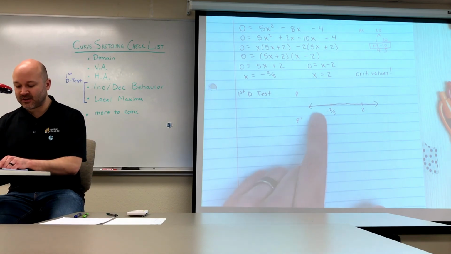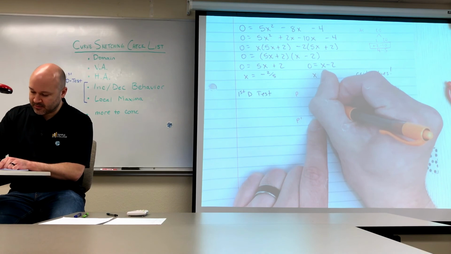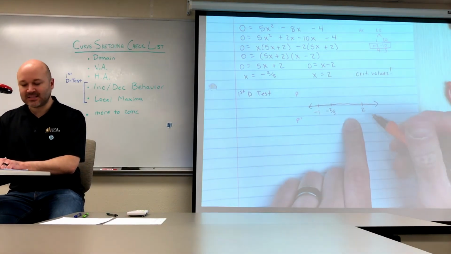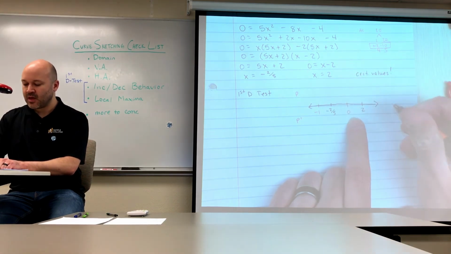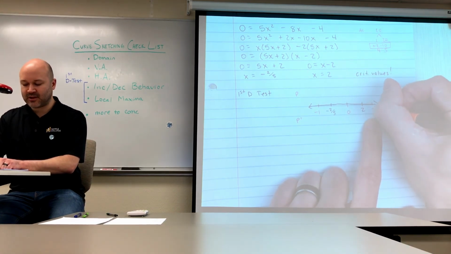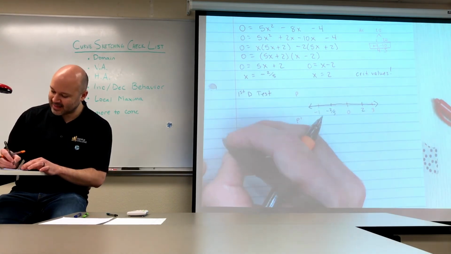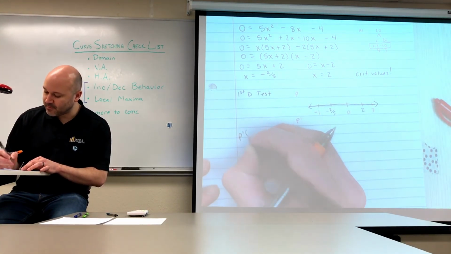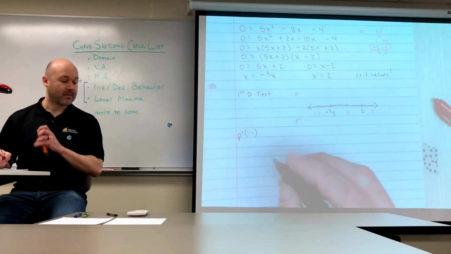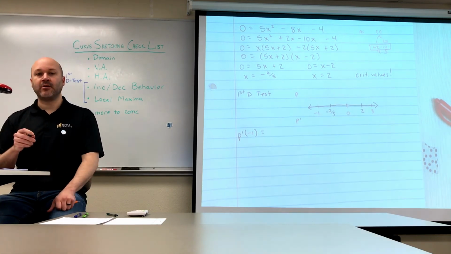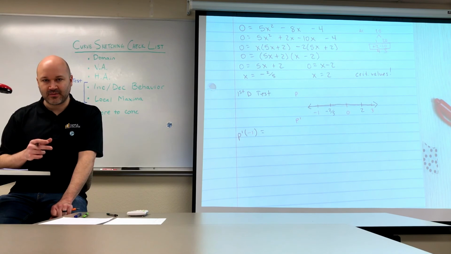I'm going to plug in a value, something less than -2/5, like -1. I'll test a value between these two, something easy to calculate, like 0. And something bigger than 2, I'll try 3. And I'm going to test the first derivative. That is p prime of -1.